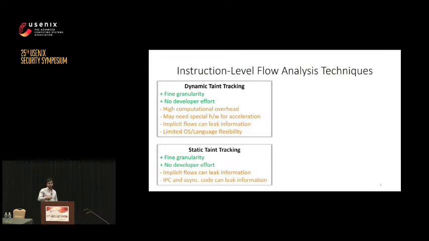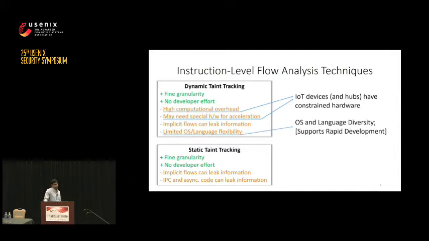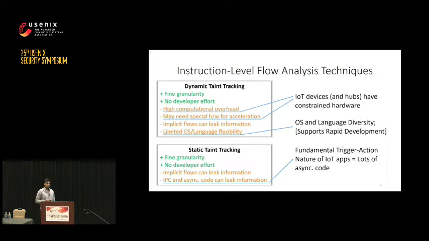Now there are also IoT-specific challenges here. So many IoT devices, including the hubs, are generally very simple, very constrained hardware. There's also a lot of OS and language diversity that supports this whole idea of rapid application development, where developers use existing tools and technologies to quickly build apps. And finally, we see that a lot of IoT apps have a lot of asynchronous code due to physical device delays, as well as the whole fundamental trigger-action nature of these applications.